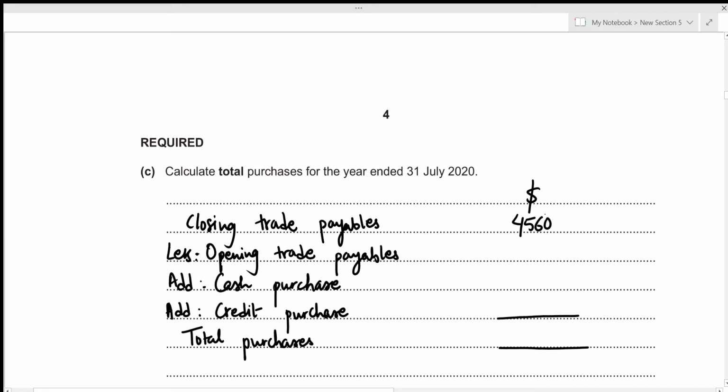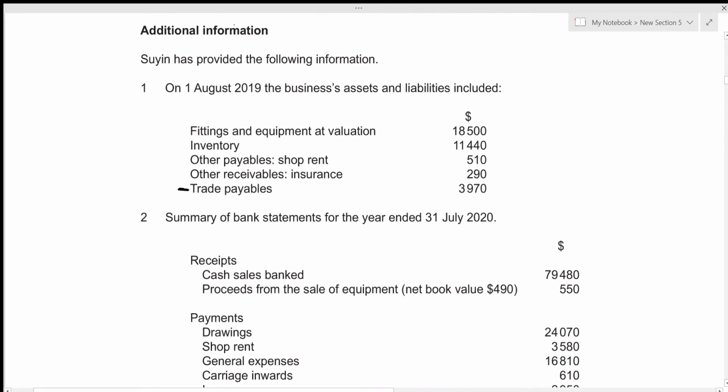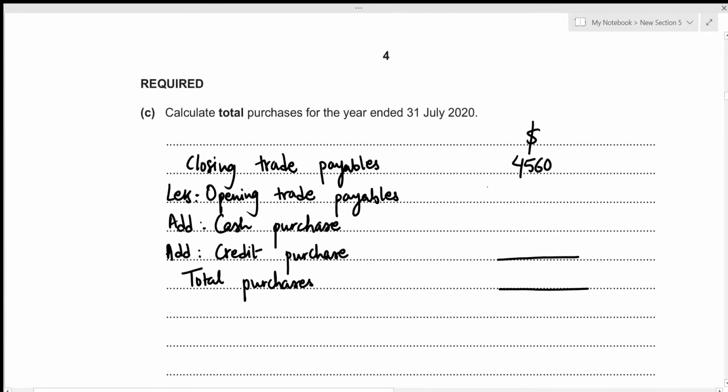Now, for opening trade payables, we have to look for the opening date information, which is given at the first, right? On 1st August 2019, that's the opening date. And we're given the trade payables of 3,970. So we need to subtract this amount. So that's 3,970. I'm going to keep that in a bracket, which indicates that this amount should be subtracted.